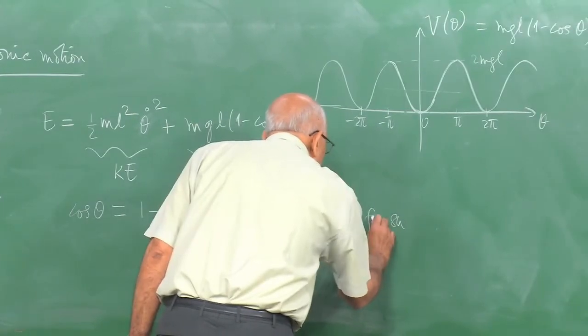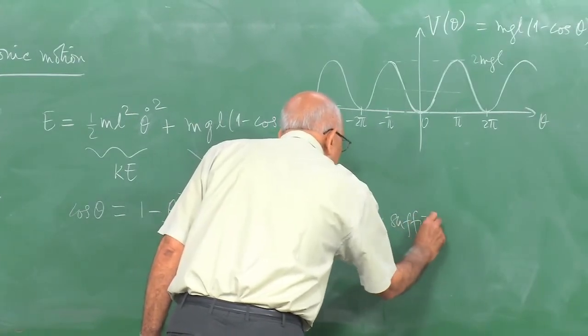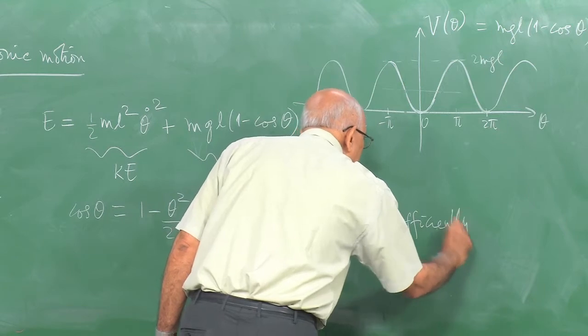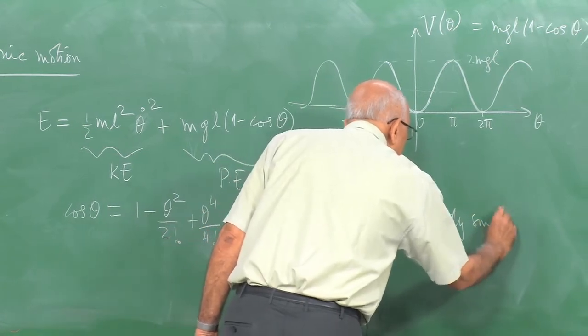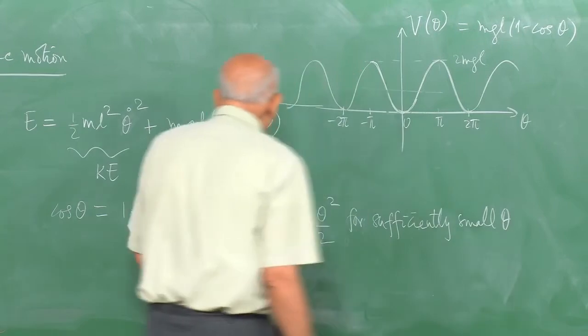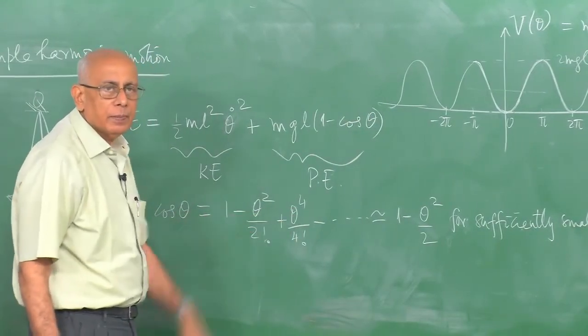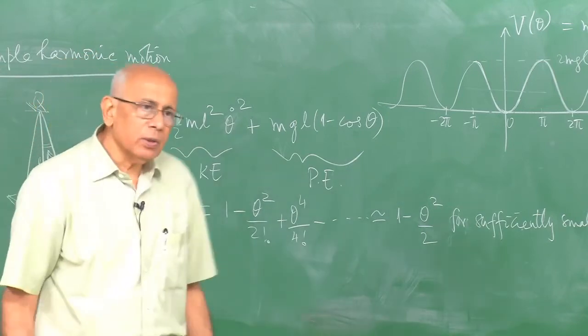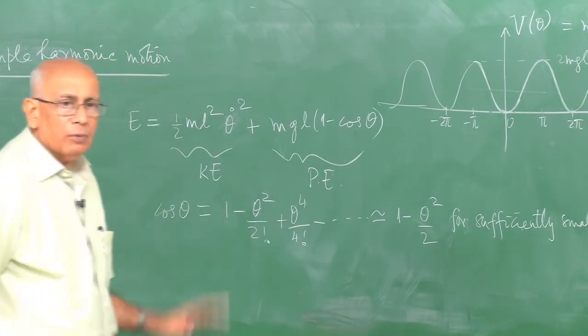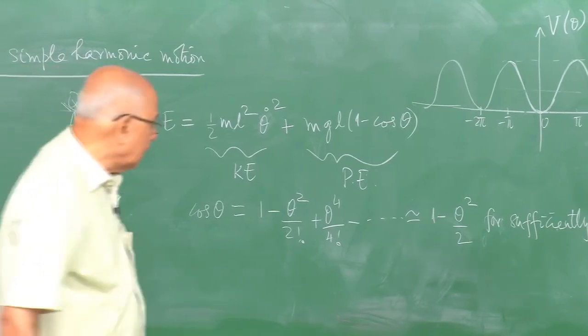For sufficiently small theta. How small? Well, when you can neglect theta to the 4 compared to theta squared. So you specify a degree of accuracy and I tell you how big theta should be in order for the approximation to be good. Okay.